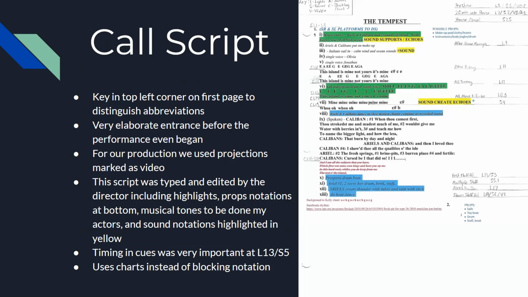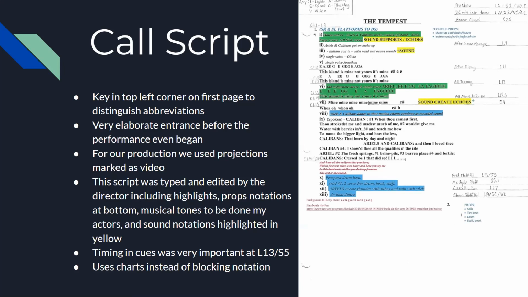The script was typed and edited by the director, including highlights, prop notations at the bottom, musical tones for actors to play, and sound notations highlighted in yellow. I wanted to point out that the timing for light cue 13 and sound 5 was a very important timing issue that I will talk about later.